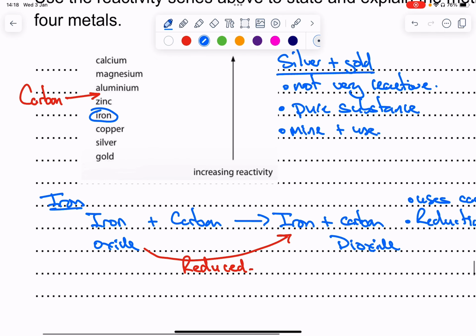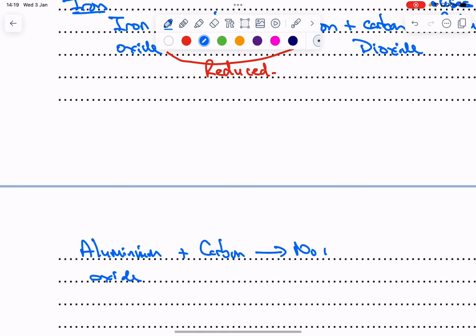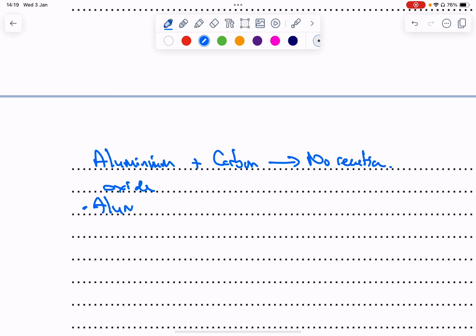The last one is aluminium. Now, if you look where aluminium is actually above carbon in the reactivity series. So that means that carbon will not reduce aluminium oxide in the same way. Let me just show you and remind you what that means. So if we come down here, so if we talk about aluminium oxide, that's the ore that we get our aluminium from. If I react it with carbon, then nothing will happen. There will be no reaction because the aluminium is too reactive.